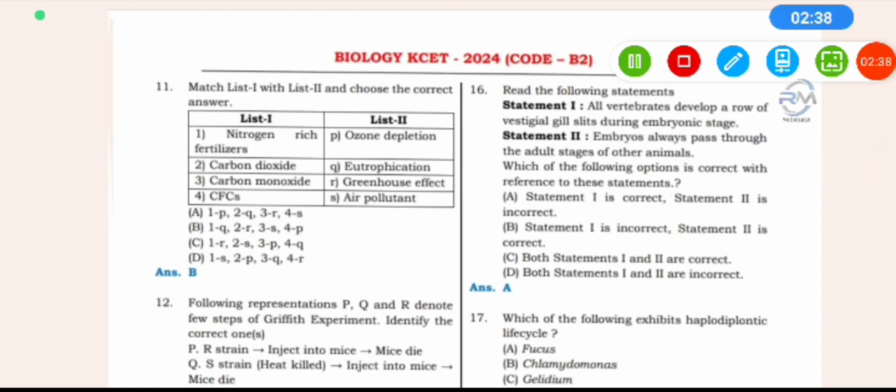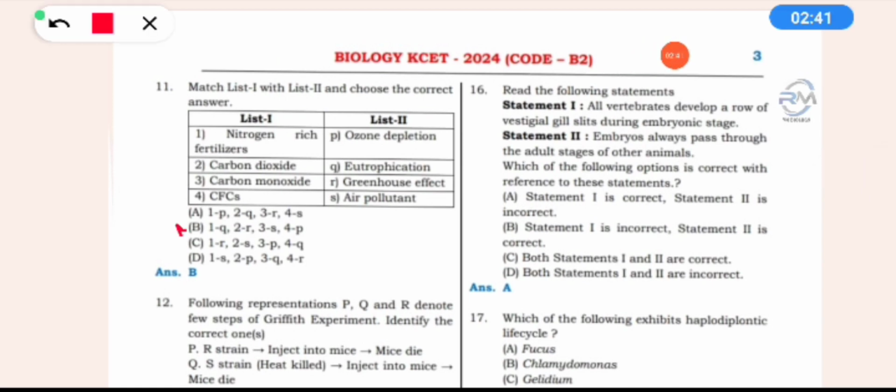The correct option is option B. A equals Q: nitrogen rich fertilizer, eutrophication. Carbon dioxide, greenhouse effect. Carbon monoxide, air pollutant. CFC, ozone depletion. Option B is correct.